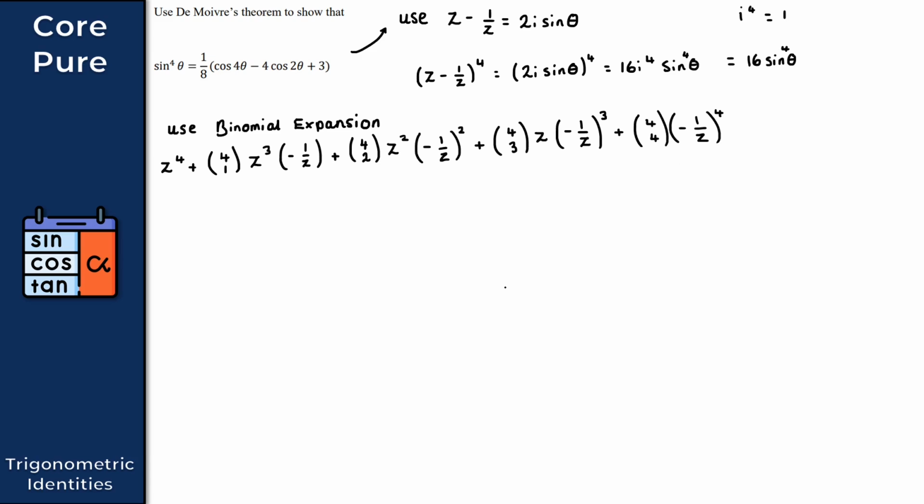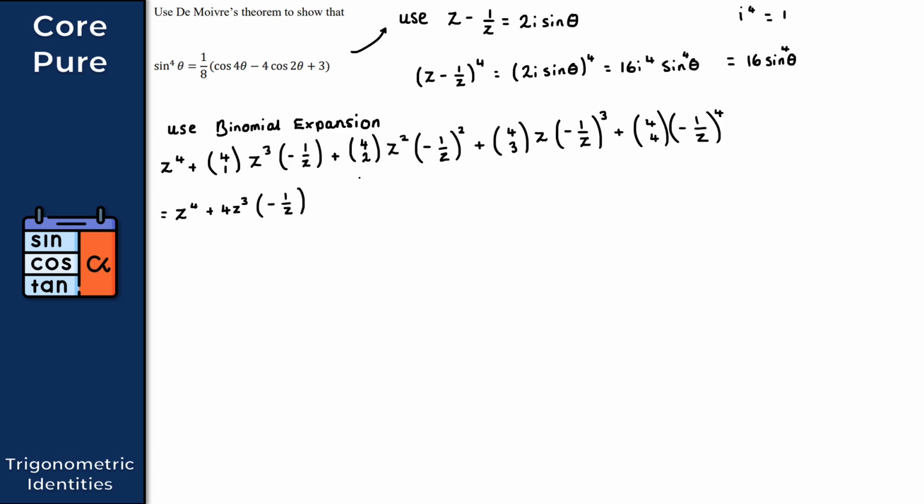Okay. Let's just simplify this here then. So obviously we can't do anything with this z to the 4. We've got z to the 4. 4 choose 1 is 4, so I've got plus 4z cubed, and then we times this by minus 1 over z. You could just simplify this all as one line. I'm going to do it as 2 here just so you can see my full working.